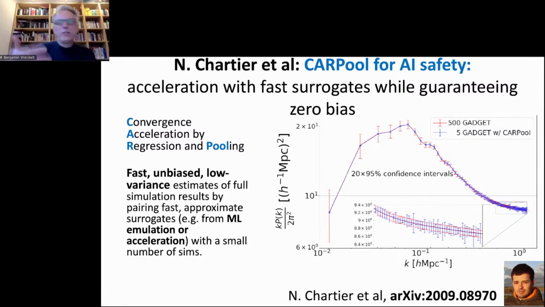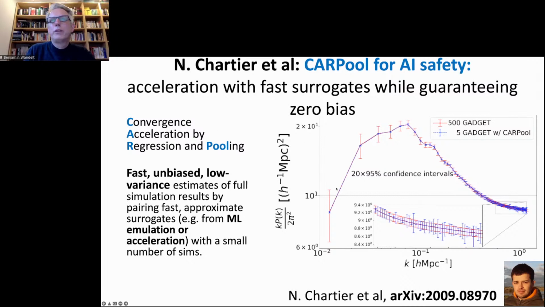I mean, we're talking about thousands and thousands of simulations. So one project that I've been doing with my student, Nicolas Chartier, who's graduating this year, has been to see if we can build likelihood approximations while reducing the number of costly simulations. And the idea was, well, if we have some fast way of approximately predicting what things look like, can we somehow use that together with a few full simulations to get the best of both worlds: the speed of the fast surrogates and no bias compared to the full simulations.